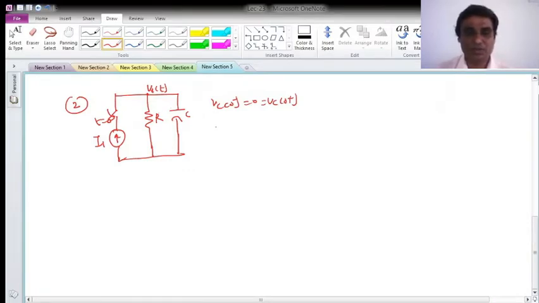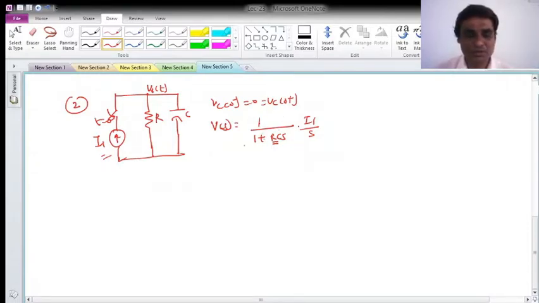So okay, how can we do it? V(s) I can calculate using RCs upon 1 plus RCs into the Laplace transform of I1, which is I1 by s. So you can write RCs upon 1 plus RCs into the Laplace transform of the excitation, which is I1 over s. Okay, and I want to make the coefficient of s equal to 1, so RC I will take common, so RC will vanish here, and I1 by C will come.